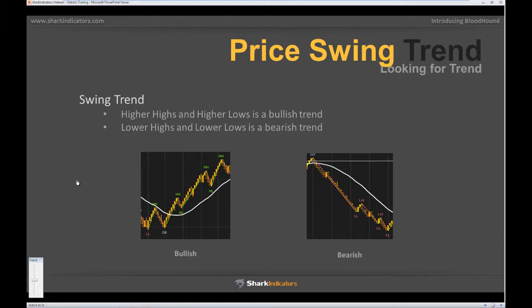Okay. So what I was saying again is that these HHs and HLs are higher highs and higher lows, and the lower highs and lower lows on the right side correspond to a bearish trend. Hopefully everybody can see that, and I apologize for that. That's rule number 1. So just remember that: we're going to measure the trend by looking at higher highs and higher lows, lower highs and lower lows.